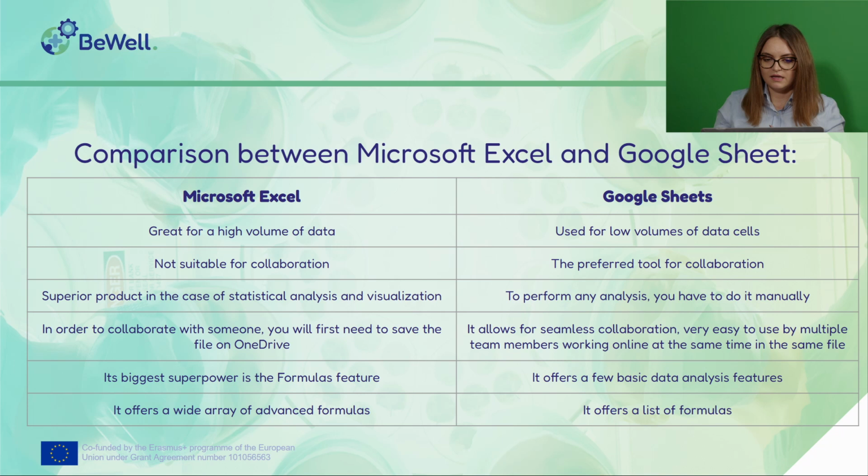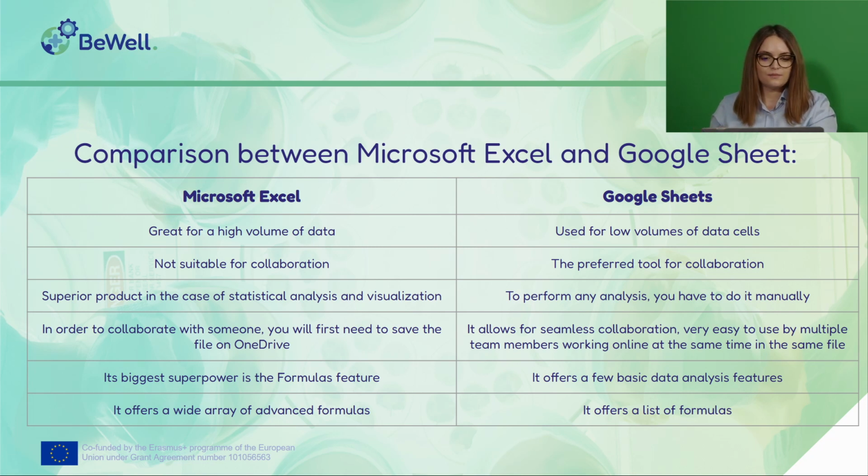With Microsoft Excel, its biggest superpower is the formulas feature. It empowers you to create flowcharts, pivot charts, and so on. While Google Sheets offers a few basic data analysis features such as charts and graphs, but you might need to manually create charts and you won't be able to create a pivot chart. Microsoft Excel offers a wide array of advanced formulas, while Google Sheets offers a list of formulas from dates and financial and filters and math. Both of them are very strong applications, but you have to decide in which direction you go.